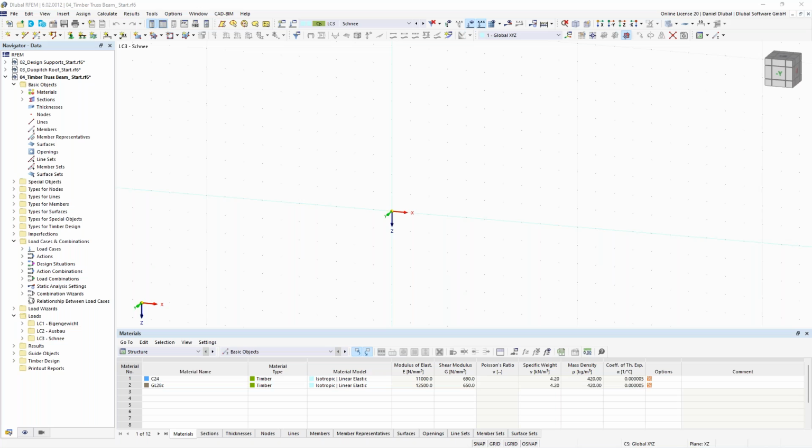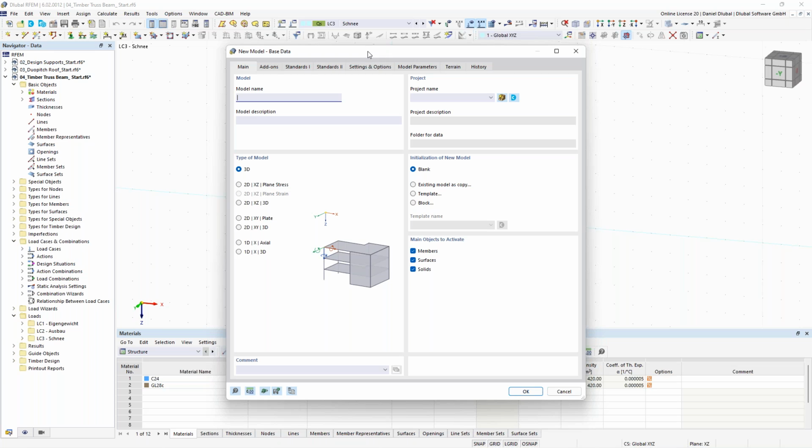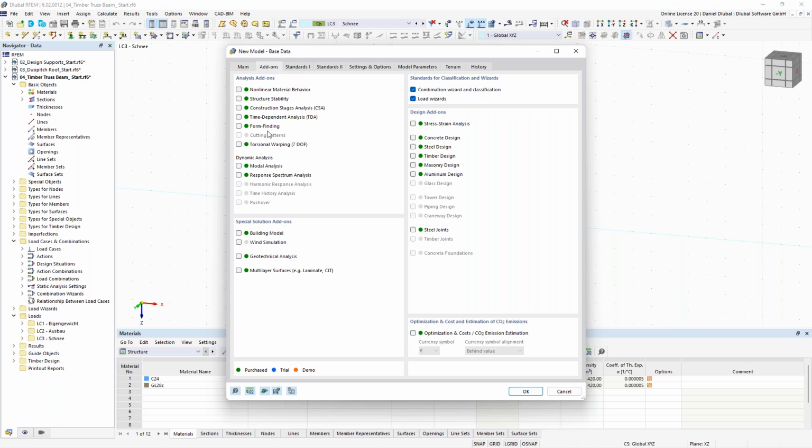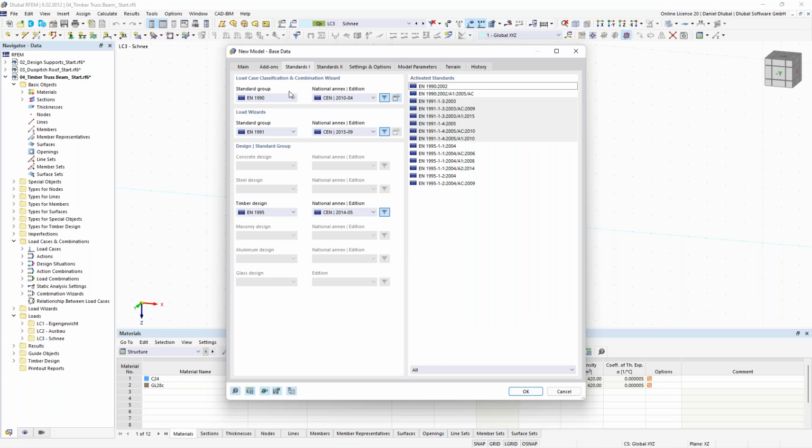Perfect. Good. So let's create a new project. I go here to File, click on New. This is nothing new for you because you have already, I hope so, visited the last online training about concrete, steel, and also the basics of member and surface design. And here we insert the name, timber column. The type of model is 3D, and in the add-ons, we have to activate the timber design.